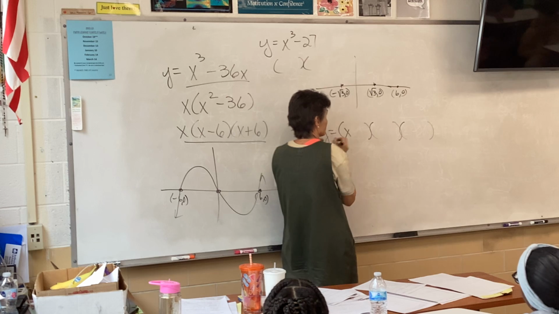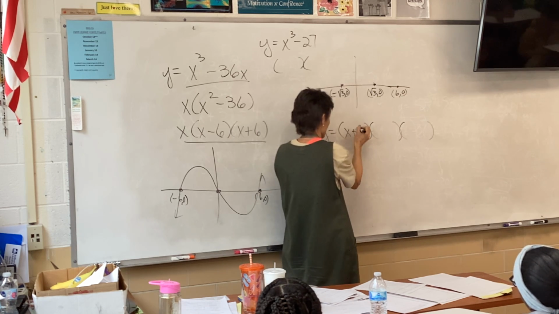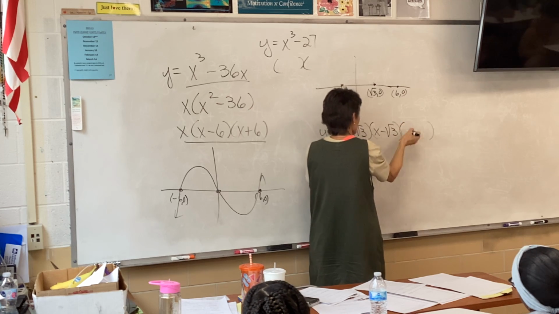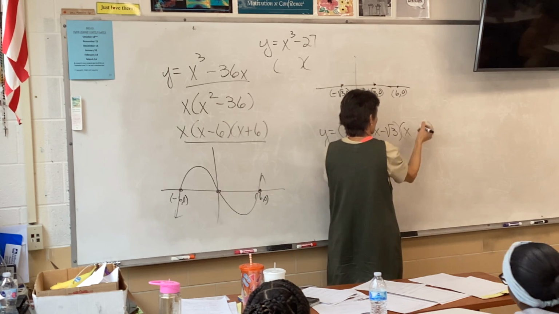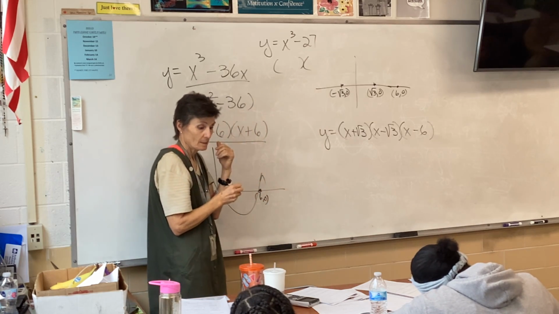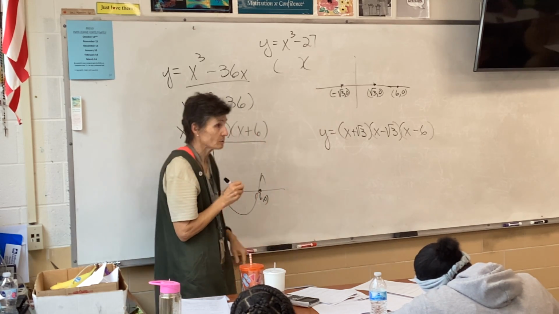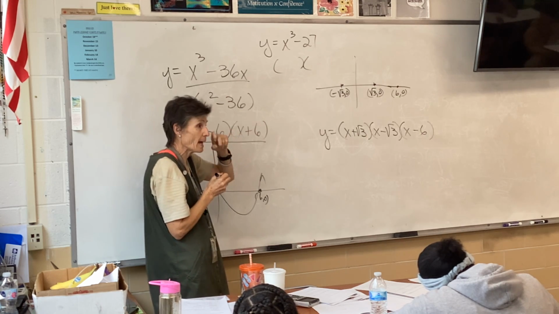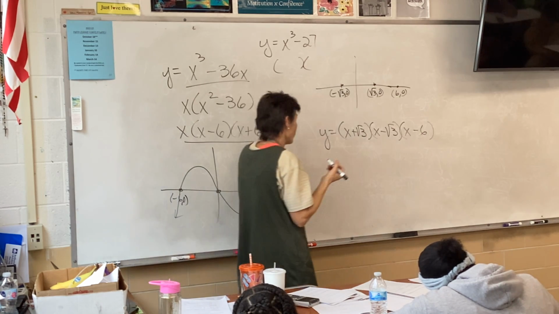X plus root 3, X minus root 3, and X minus 6. Okay. Now it says multiply out. That actually is your equation. That's fine. It says multiply it out. So, okay, FOIL, FOIL, FOIL.